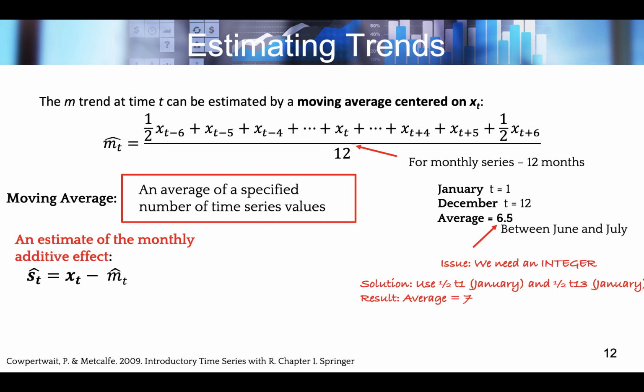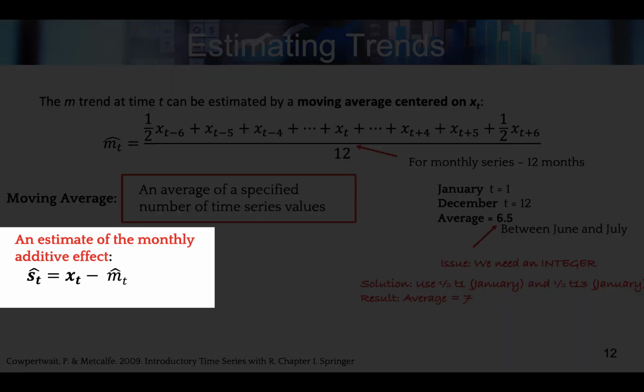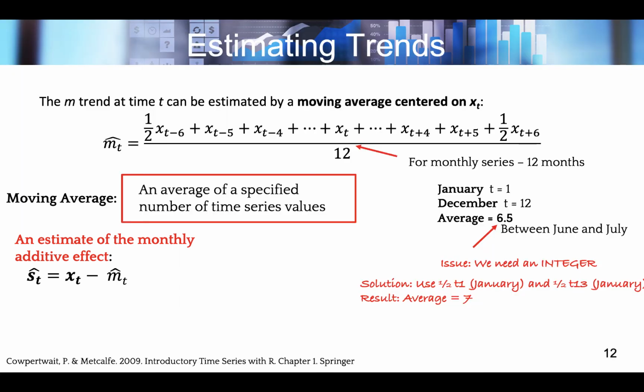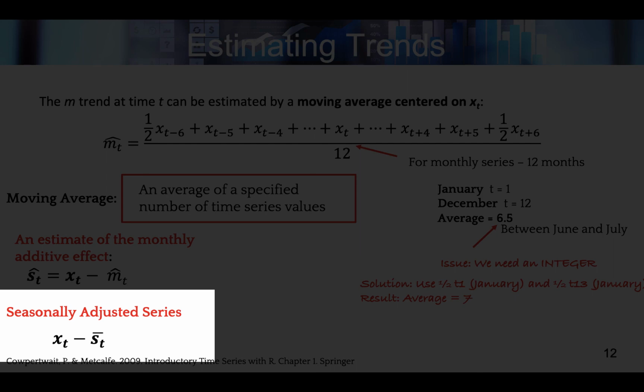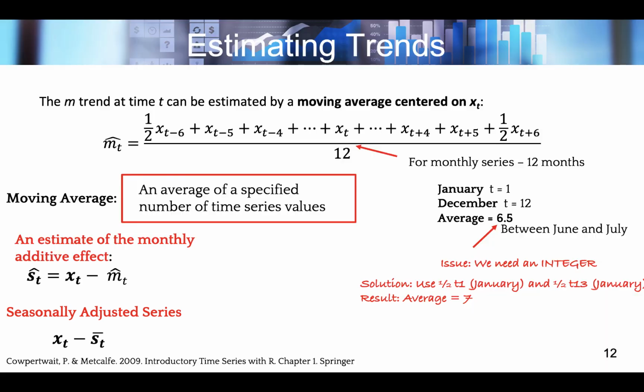Then we can estimate a monthly additive effect, which is s hat, by subtracting our moving average from the time series at time t. With the estimate of monthly additive effect, we can calculate a seasonally adjusted time series, which you probably have heard and seen specifically in governmental data when, for instance, unemployment rate is provided seasonally adjusted and non-seasonally adjusted. So to create a seasonally adjusted time series, we just have to subtract s bar, the average seasonal estimate, from our x_t at time t.